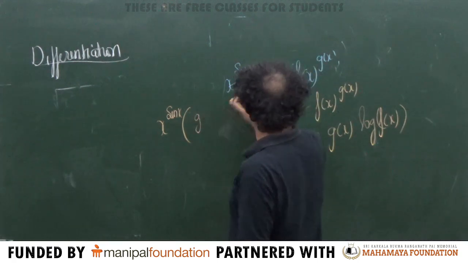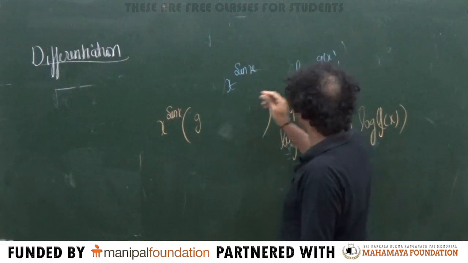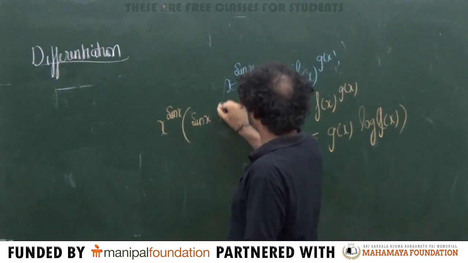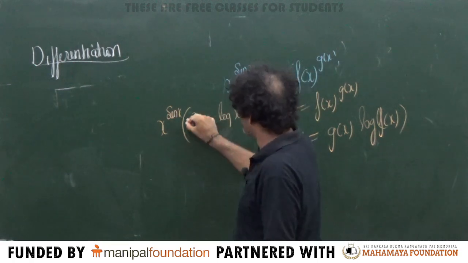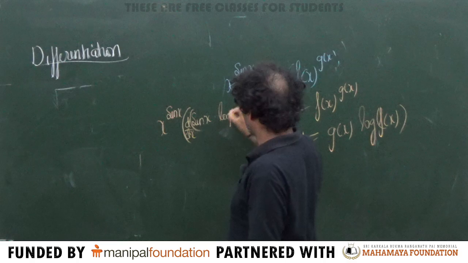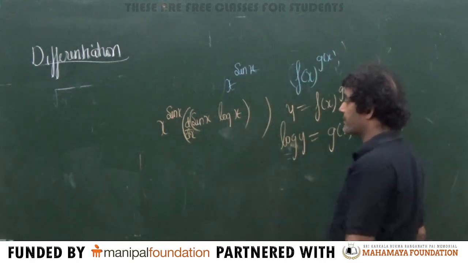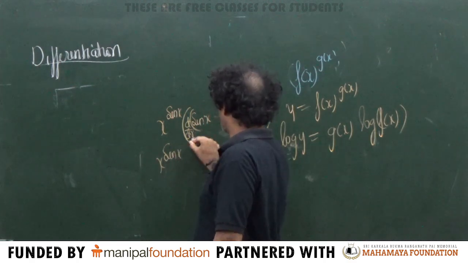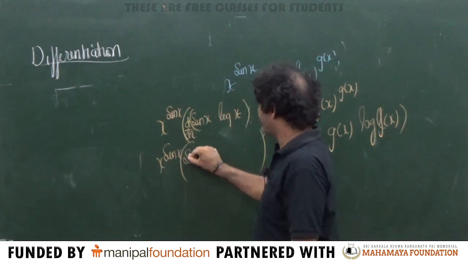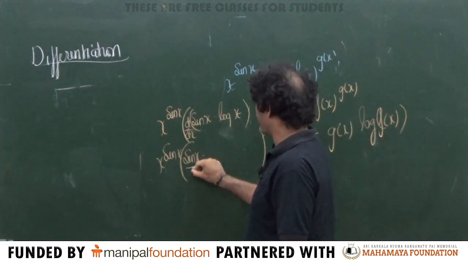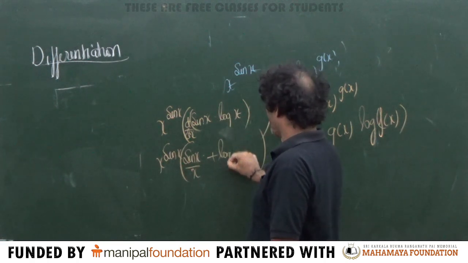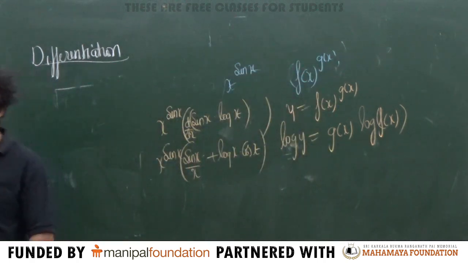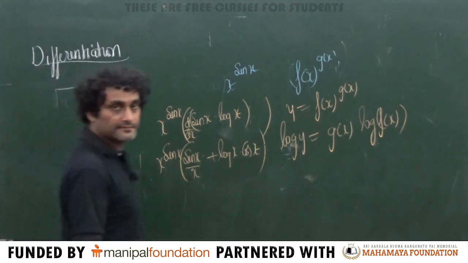Here g of x is sin x and log of x. This you have to differentiate directly using the UV rule. Done, that's it. So the answer will be x to the power sin x into, write sin x as it is, log x is 1 by x, plus log x as it is, sin x is cos x. Done, that is the thing. So, what is the shortcut?